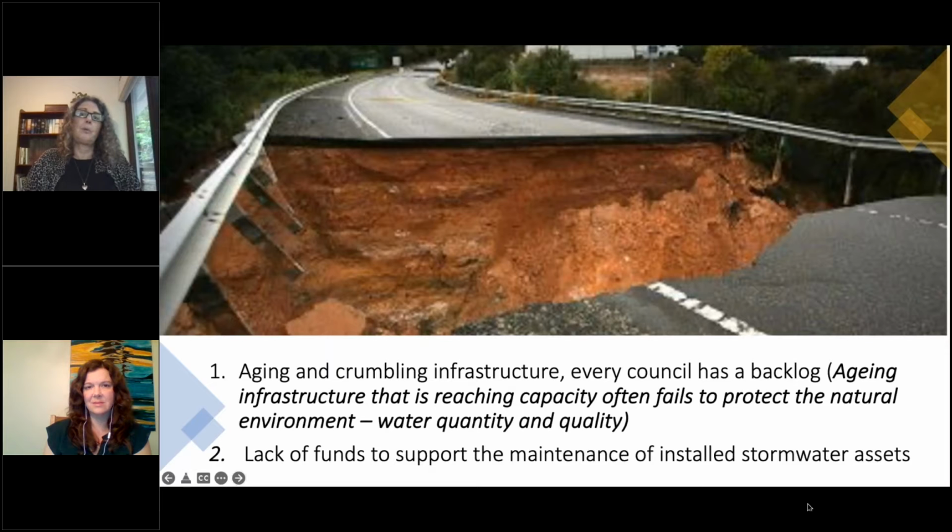And as a business, it was extremely hard. A lot of people would not come up to our business because they were so scared of the state of the roads. So there's a lot of things to think about when aged infrastructure is not kept up to date. And as I was saying, we've got the lack of funds to support maintenance for installed stormwater assets.